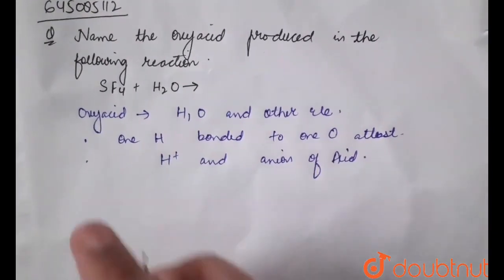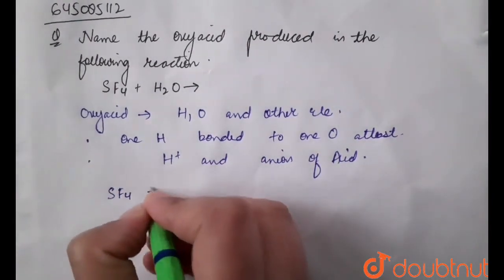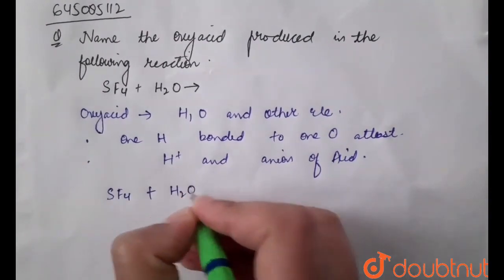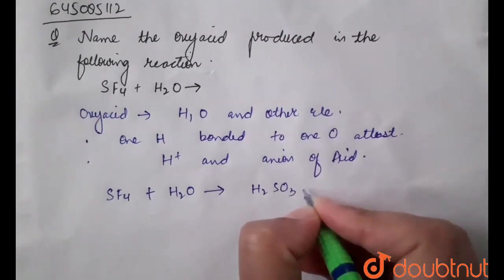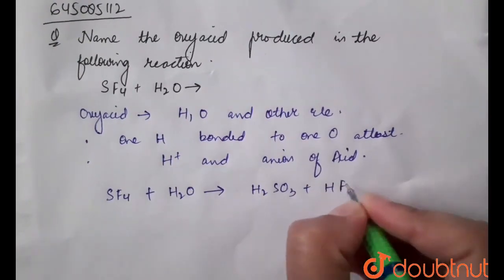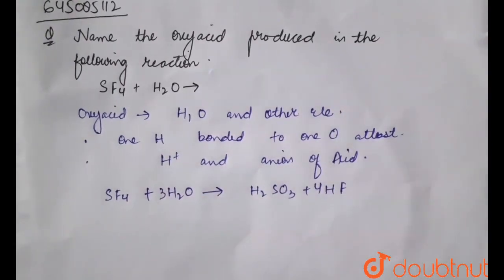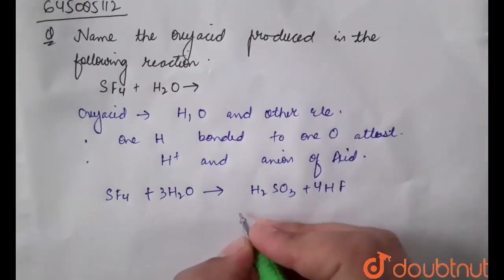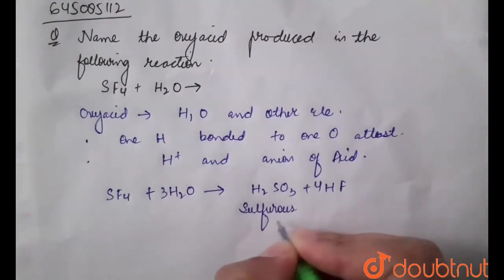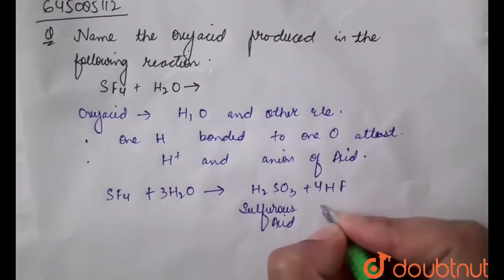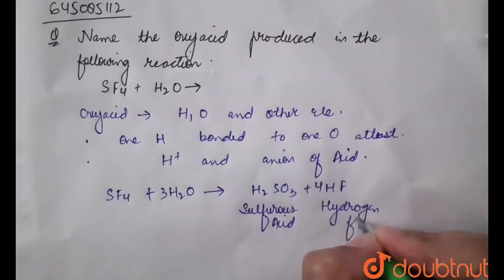Now, the given reaction is SF4, that is sulfur tetrafluoride, reacting with water, H2O. When they react, they form H2SO3 and HF, balancing the reaction 4-3. H2SO3, that is sulfurous acid. HF, that is hydrogen fluoride.